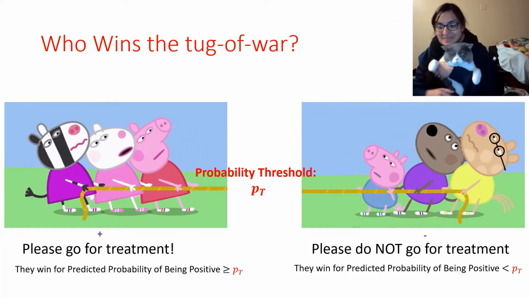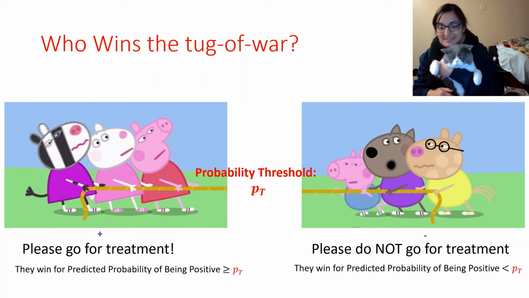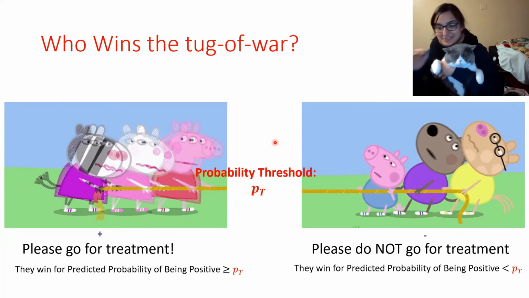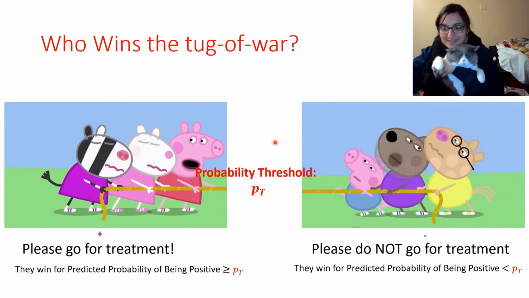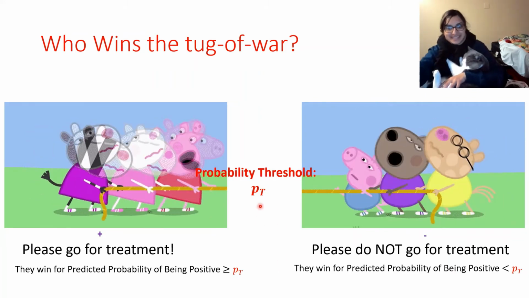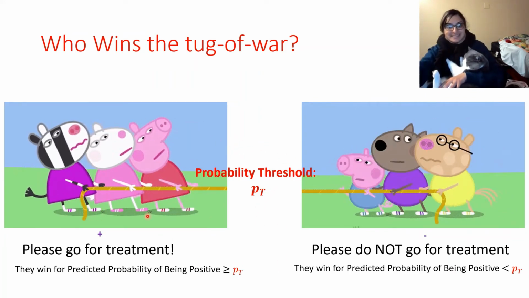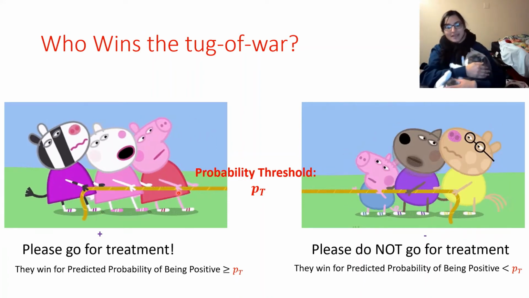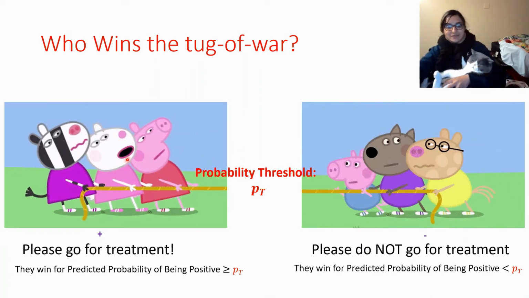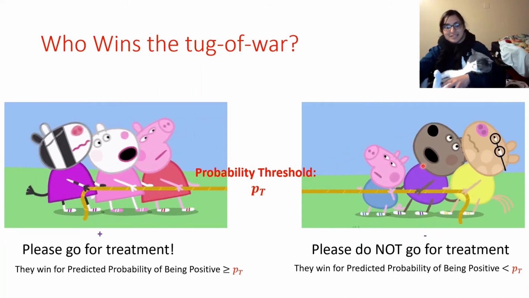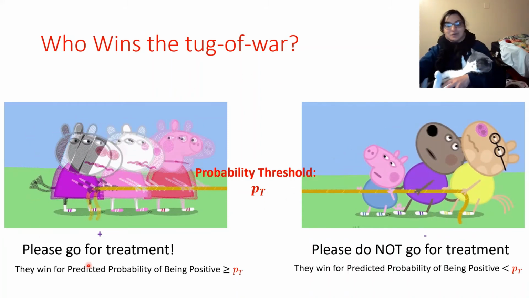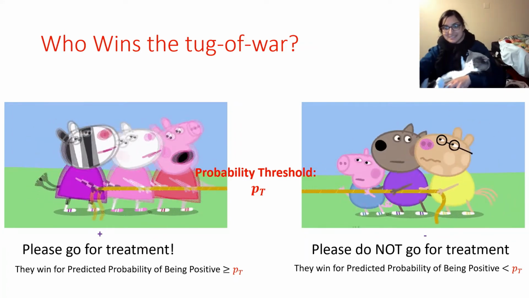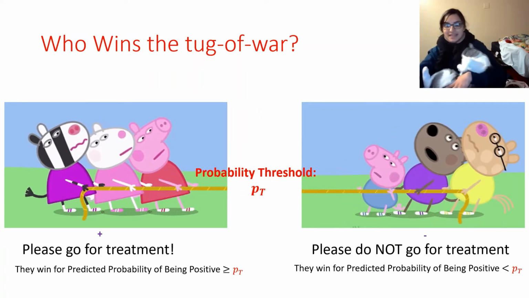And indeed, we are going to see what happens as we change this probability threshold from 0 to 1. And who will win this tug of war? We're going to be changing the probability thresholds and seeing who ends up winning this tug of war. Who ends up winning this? And we're going to see between 0 and 1 as we change this, who's going to end up going for treatment for any given disease or condition, or even if it's not a disease or condition, anything.